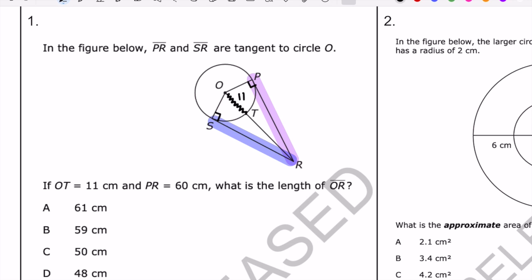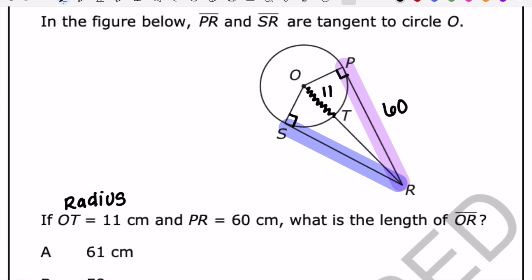So they said that OT, the distance from O to T, is 11. Then it says that the distance from P to R is 60. What is the length of OR? All right, so OT is the length of the radius. So anything that is the radii in this particular problem, we can absolutely label 11 and use that to our advantage. So I can see that this is 11. I can see that this is 11.